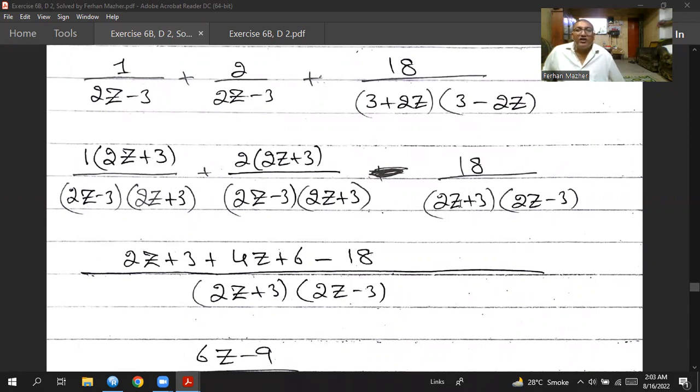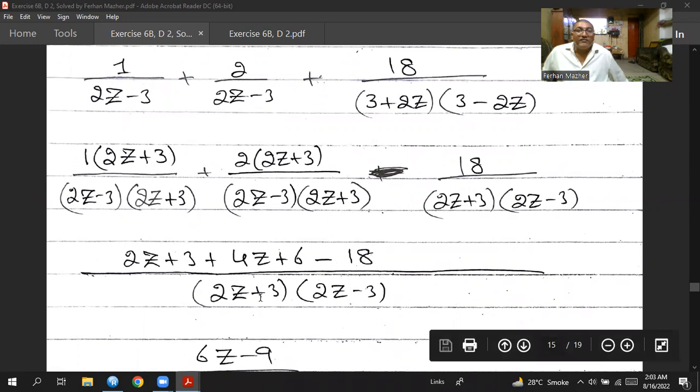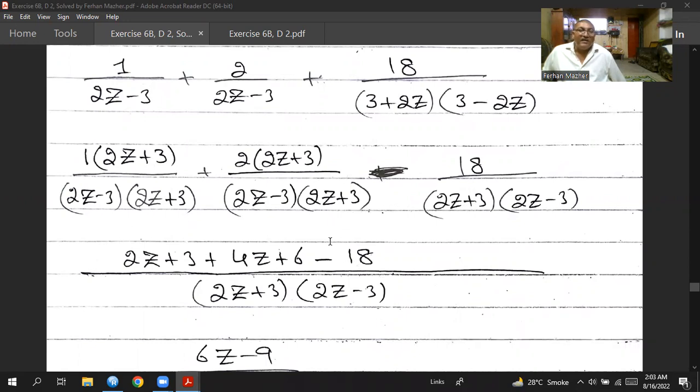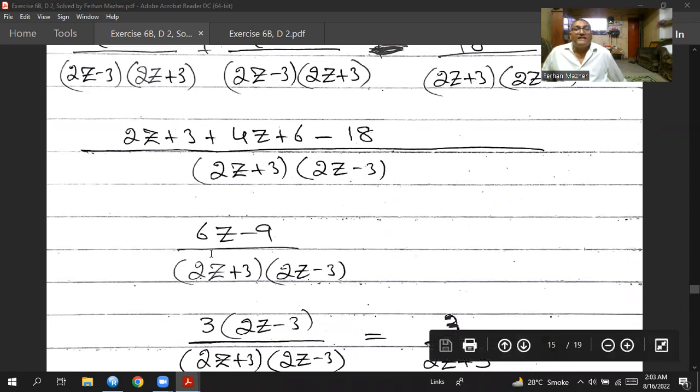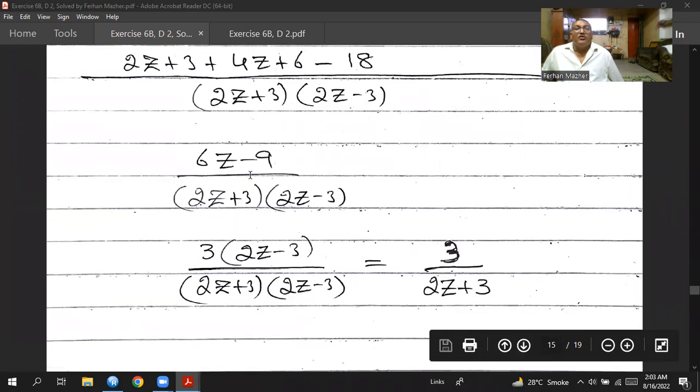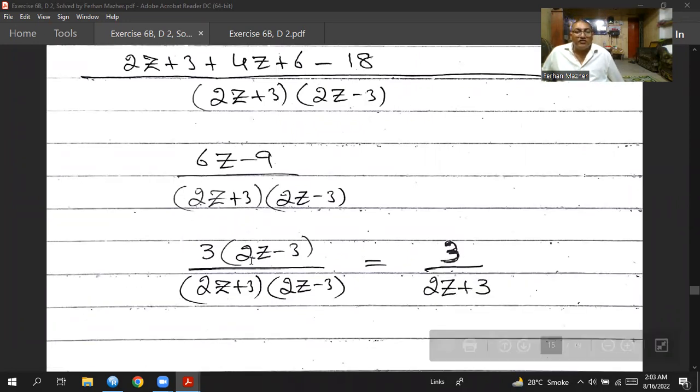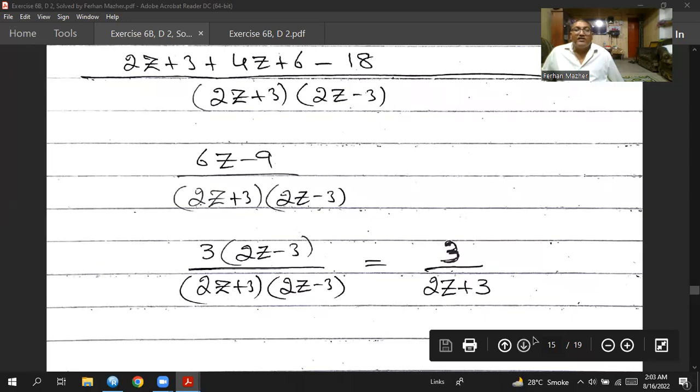Now you can see the denominators are exactly same, so I can write a single fraction here. So this will be 2z plus 3. Here you will have 4z plus 6 minus 18. And this will become 6z and minus 9 divided by 2z plus 3, 2z minus 3. So I can take the 3 common here. So you will have 2z minus 3. So this 2z minus 3, 2z minus 3 will be cancelled. So you're left with the 3 by 2z plus 3.